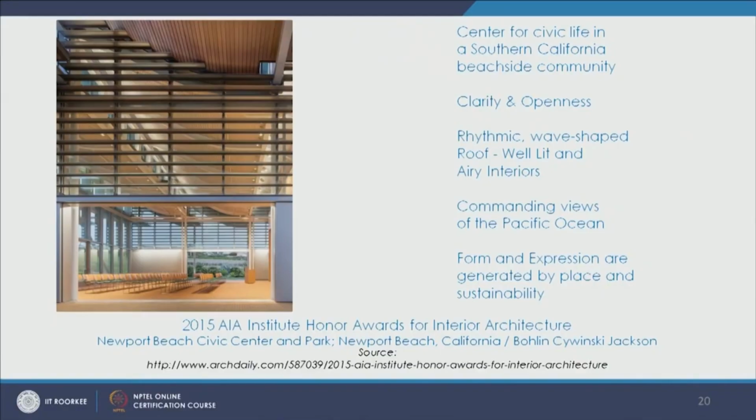Another project is Newport Beach Civic Center, and what is interesting in this project is that it has a lot of clarity and openness. It was designed for civic life in a Southern California beachside community. It is very simple, yet very appealing. It has this rhythmic wave shaped roof. It is very well lit. It has airy interiors. There is a lot of ventilation. Then another fascinating thing is that it has views of the Pacific Ocean. If you glance through this over here, there are openings and there are views.